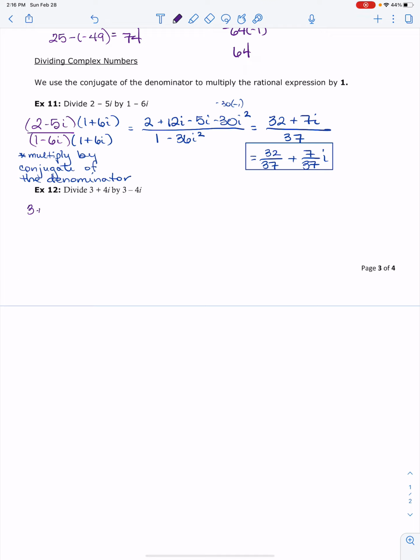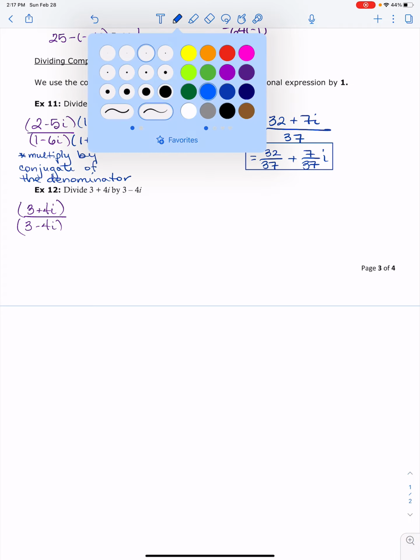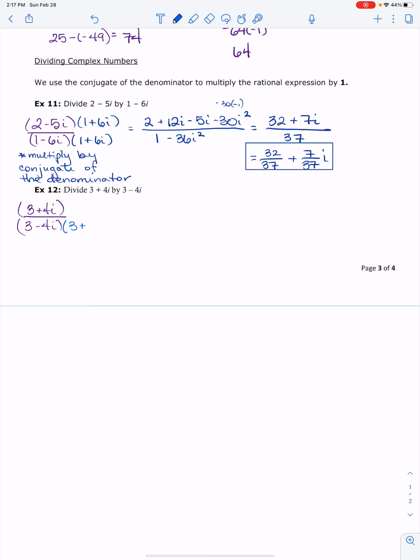And so we are taking 3 plus 4i. We are dividing by 3 minus 4i. I want to multiply by the conjugate of the denominator, because I want that real number in the denominator. I get 9 plus 12i plus 12i plus 16i squared, all over 9 minus 16i squared.